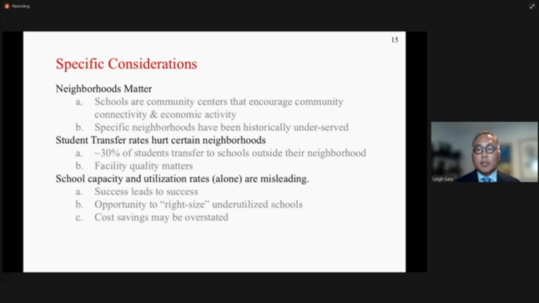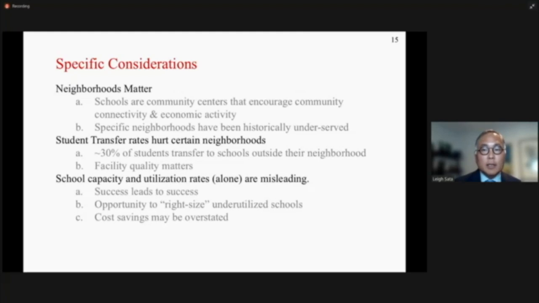There were specific considerations that have gone into this plan. Again, as has been stated several times by the core planning group, neighborhoods matter, schools are truly community centers that encourage community connectivity and economic activity, and specific neighborhoods have been historically underserved here in the Sacramento City Unified School District. The second major consideration is that, as we've spoken about in the past, student transfer rates do hurt certain neighborhoods and the schools in those neighborhoods. In fact, approximately 30% of the students transfer to schools in this district outside of their neighborhood.